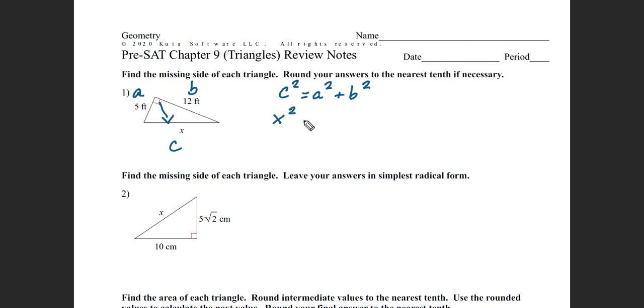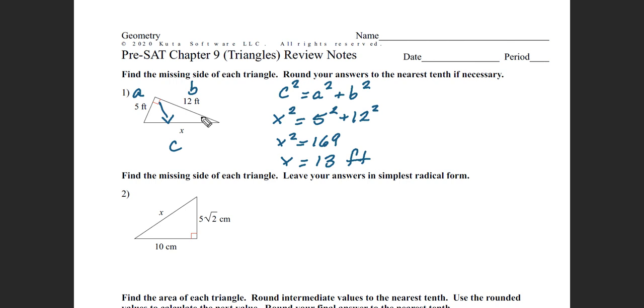Now let's substitute what we know. So A is 5, B is 12, and C is just X. That's what we're looking for. All right, so from there, we could just do 5 squared plus 12 squared. 5 squared is 25, 12 squared is 144. If we add those two together, we get 169. Take the square root, we get positive and negative 13. But the only one that works in this context is the positive 13. So that's 13 feet for that hypotenuse.